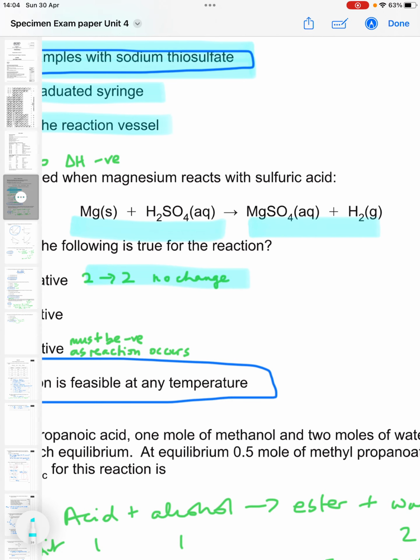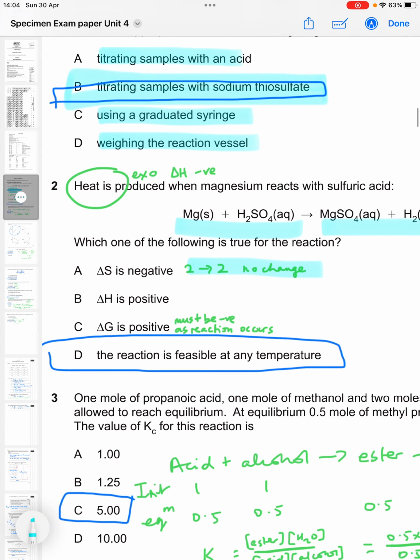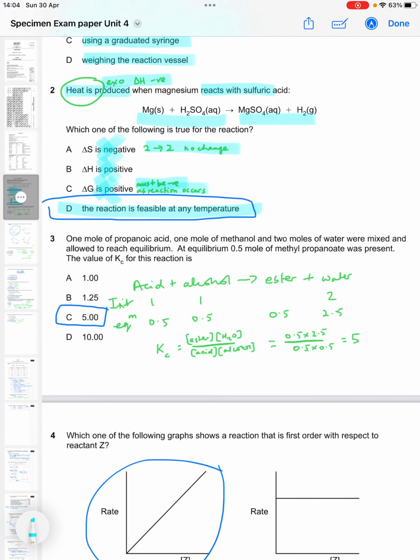Well, if we look here, the entropy change, we're going from 2 species on the left to 2 on the right, so there's no change there in entropy. It says delta H is positive. Well, the question tells us heat is produced when magnesium reacts with sulfuric acid, so that's exothermic, so it's negative. So that's incorrect as well. So the first one's wrong, the second one's wrong. Delta G is positive. Well, for the reaction to occur, and it does occur, it tells you it reacts with sulfuric acid, delta G has to be negative. So that's incorrect too, which leaves us with D, the reaction is feasible at any temperature.